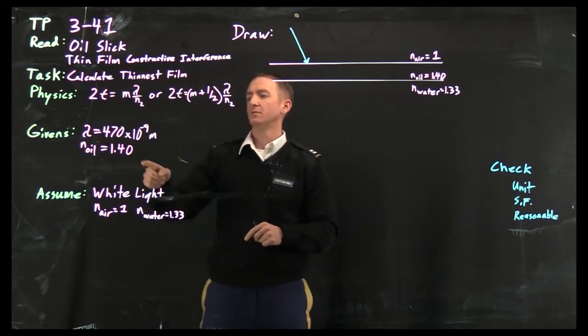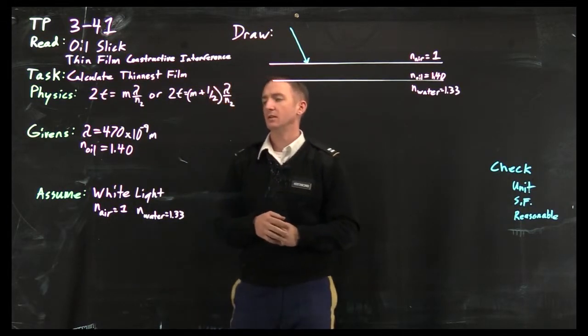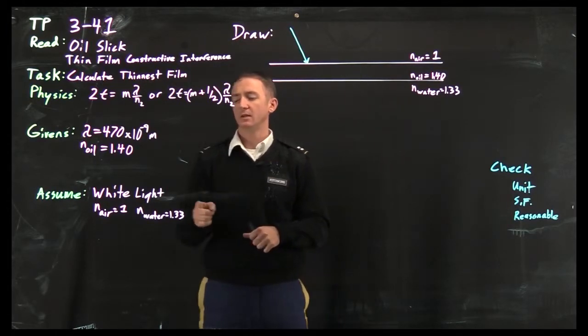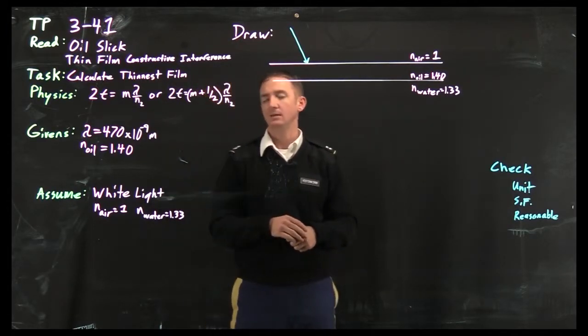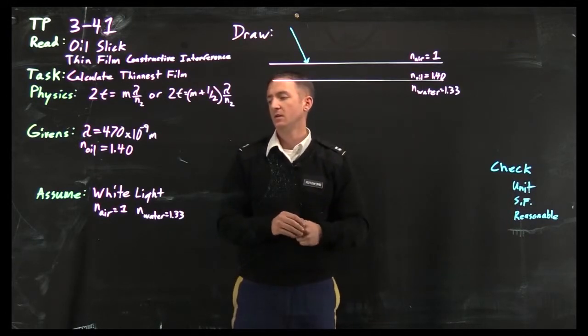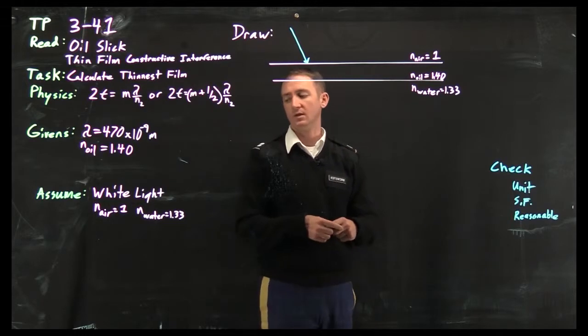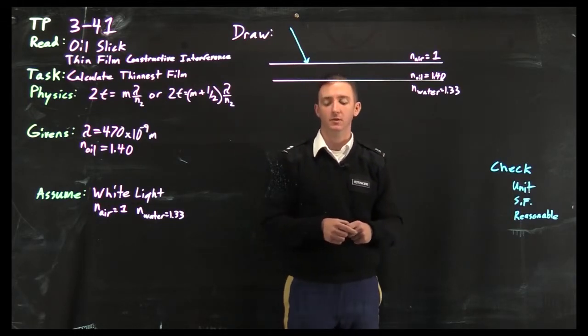Givens: wavelength 470 nanometers. The index of refraction of oil is 1.40. We're assuming that initially we have broadband white light incident on the surface, and we're also assuming that air has a refractive index of 1 and that water has a refractive index of 1.33. So let's do the draw step.